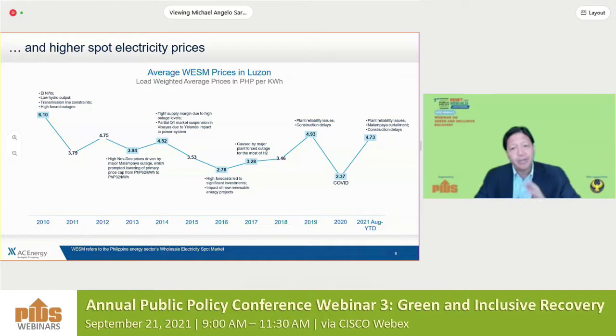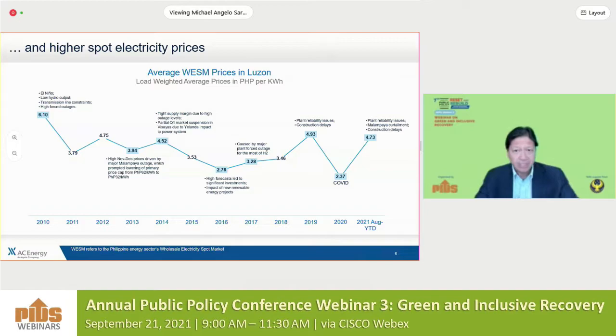Long-term average is close to 4 pesos, and you will see that in 2019 and in 2021, which is, by the way, still living through a pandemic, prices have approached close to 5 pesos per kilowatt hour, which is among the highest in the last 12 years, which really signals to us that there is tightness of supply and demand. Again, in the midst of going through this pandemic, it's just unbelievable to see these prices.